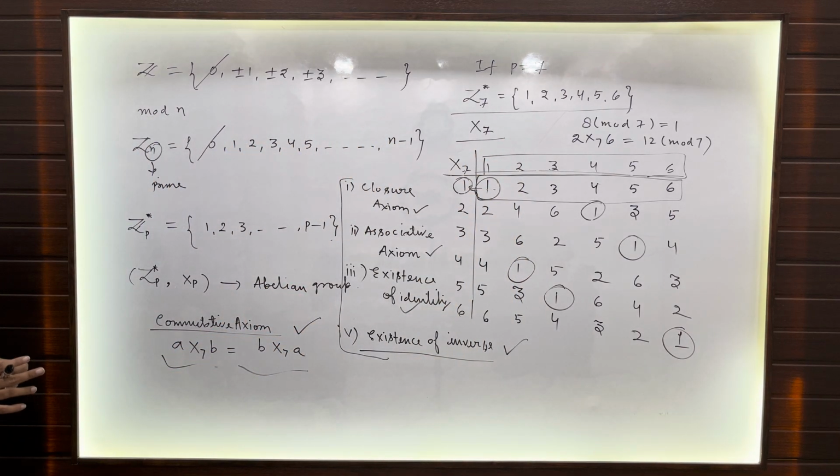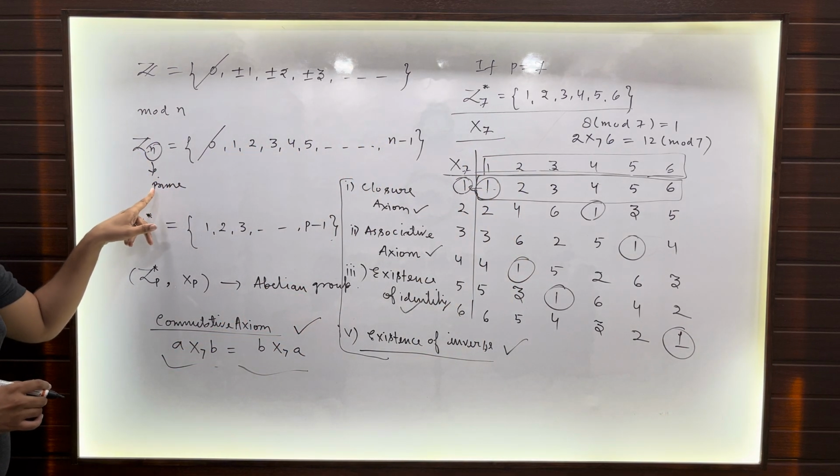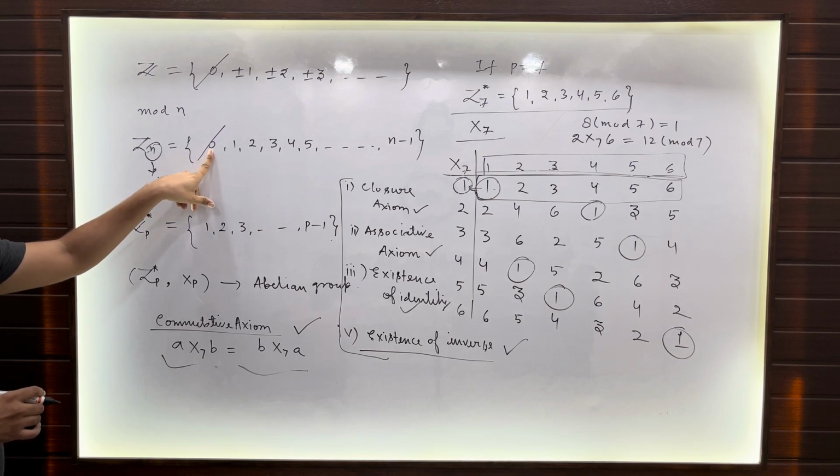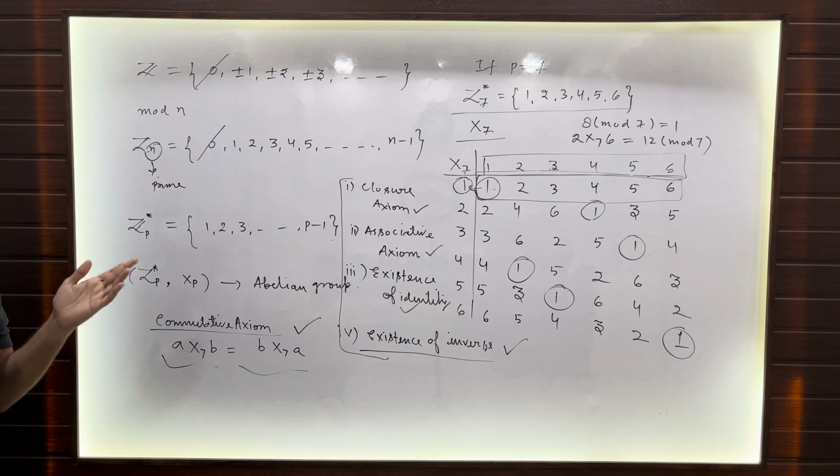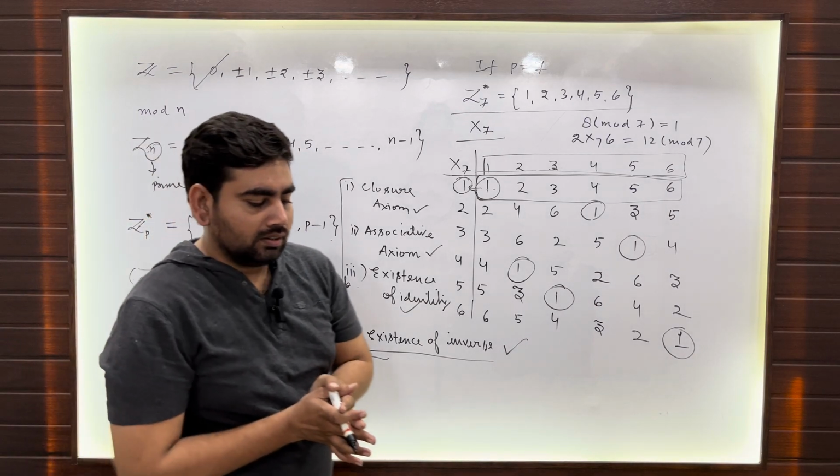So in general, Zn, when n is prime, removing 0 forms a group under multiplication modulo n, but n must be prime. Thanks for watching.